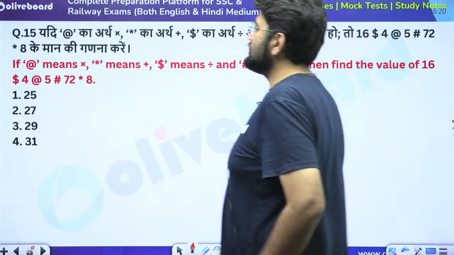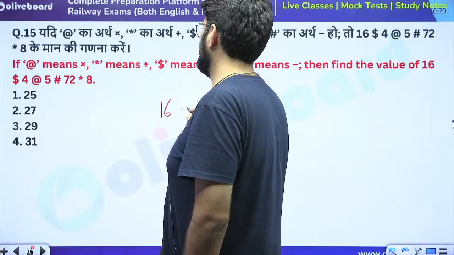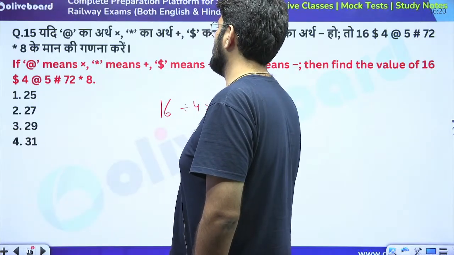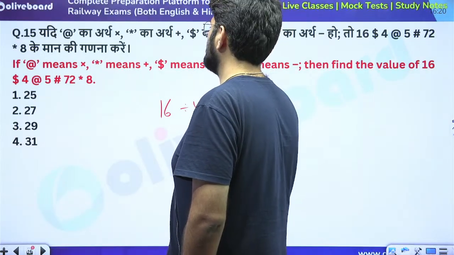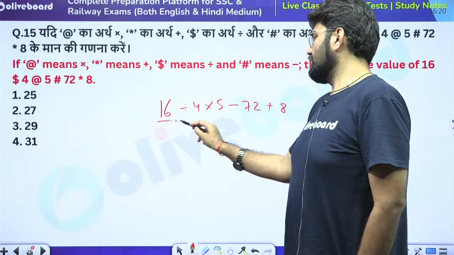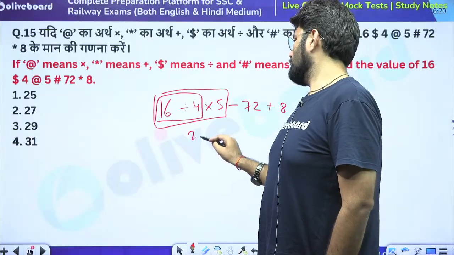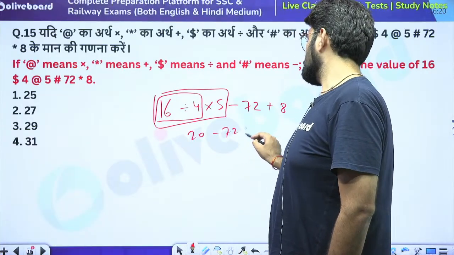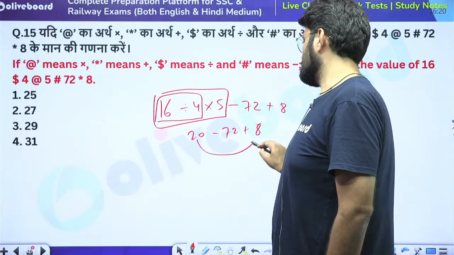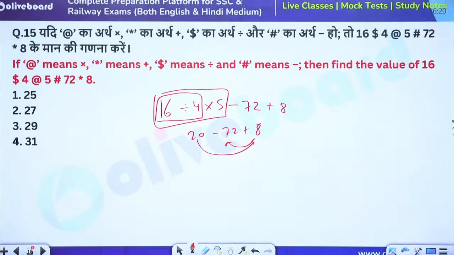If at the rate means into, so we have 16, dollar means divide by 4, at the rate means into 5, hash means minus 72, asterisk means plus 8. So 16 divided by 4 is 4, 4 multiplied by 5 is 20, 20 minus 72 plus 8, so it is 28 minus 72. 28 minus 72.